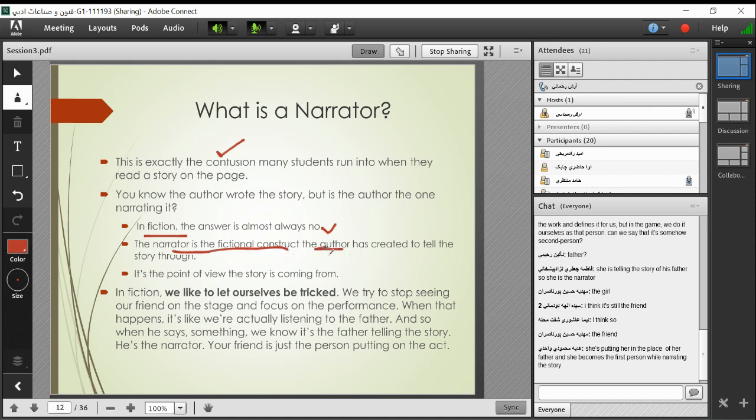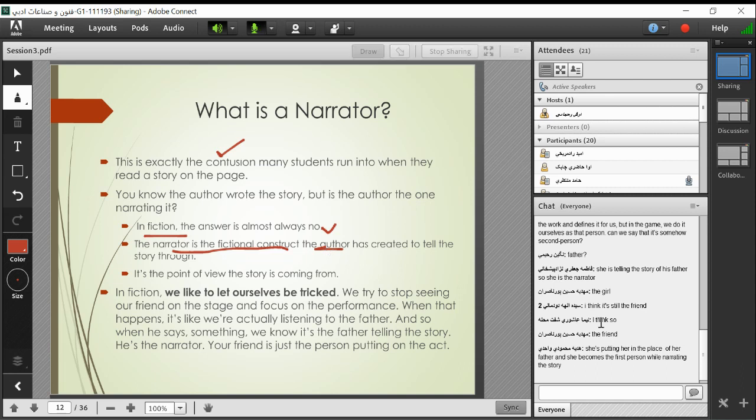That is, the author has created a character, and now this character is telling us the story. Okay? And based on the way the narrator tells us the story, we can understand the point of view that we just discussed.